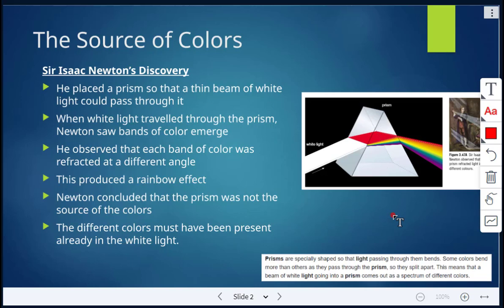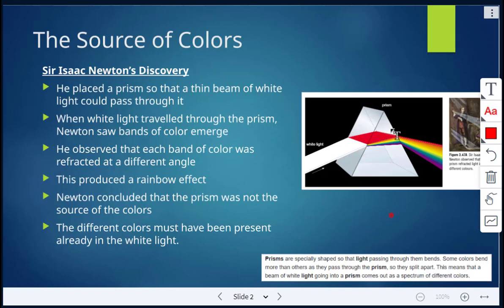of color. And he observed that each band of color was refracted at a different angle, and this produced a rainbow effect. So he concluded that the prism was not the source of the colors. The different colors must have been present already in the white light.